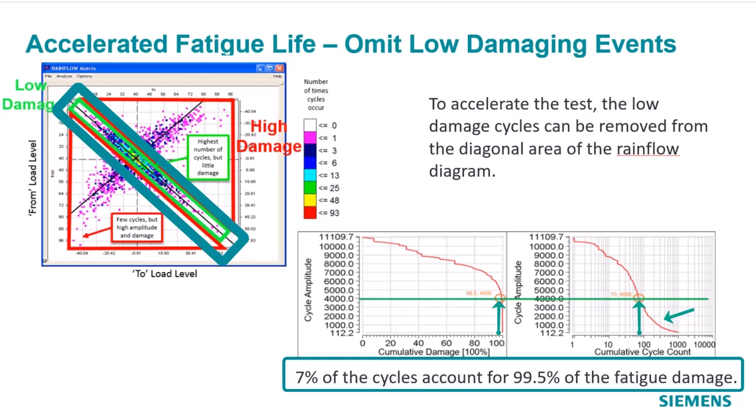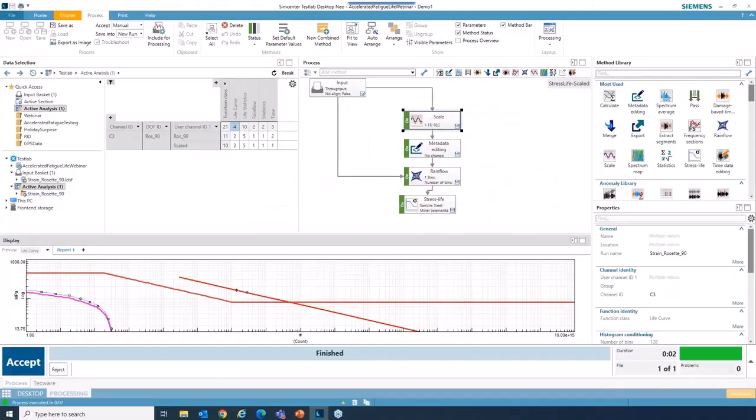If we just remove these low damage events, then we can speed things up. This is actually implemented in our test lab Neo software. One of the methods we have is called time compression method. And so let's take a look at that as an example.